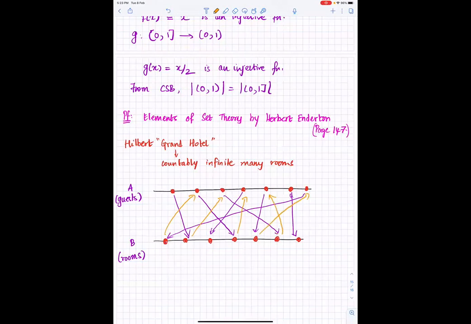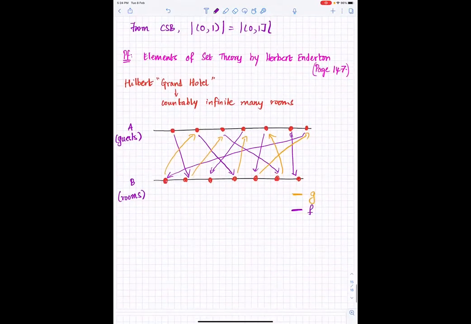So this orange is the function g, and the violet one is the function f. So what is the function g doing? It allots guests to rooms, and what the function g does is it takes every room and says, okay, this room you take, this room you take, and so on. So let's begin with the function g.